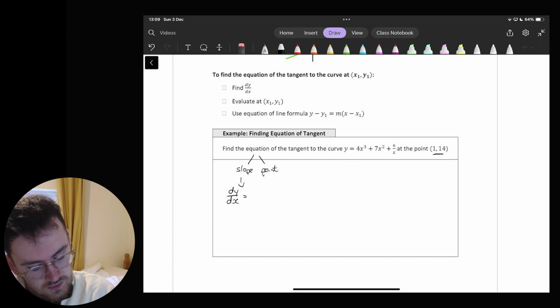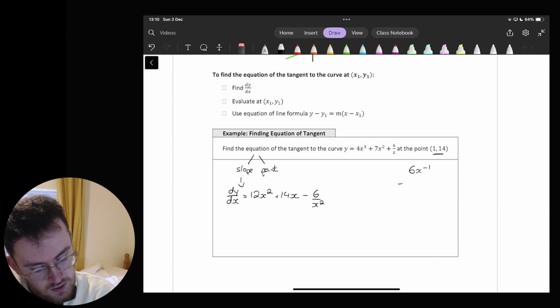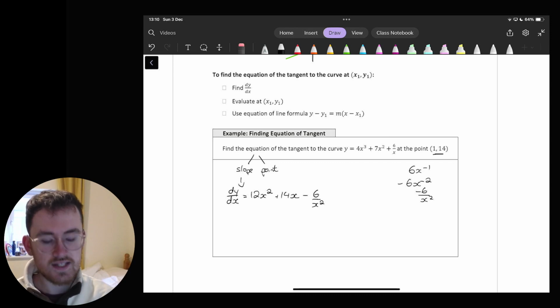Taking the first derivative, I get 12x squared plus 14x, and the last part will be minus 6 over x squared. That comes from this being minus 6 times x to the power of minus 1, so the derivative is 6x to the power of minus 2 with a minus sign, which is minus 6 over x squared. So that's the differentiation done.